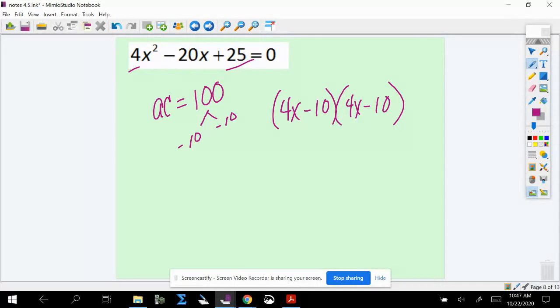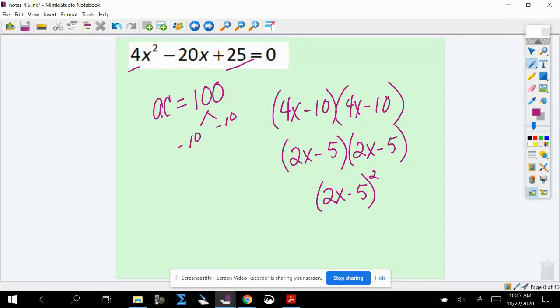I can take out a 2 from everywhere. So when I divide everything by 2, I get 2x minus 5 and another 2x minus 5. If you want, since it's the exact same factor, you can actually write it as 2x minus 5 and then square it. With this, when you have the same factor twice, we call that a repeated factor. We only get one answer. My only answer is the opposite of negative 5 over 2, so it's 5 over 2. And that is a single answer.